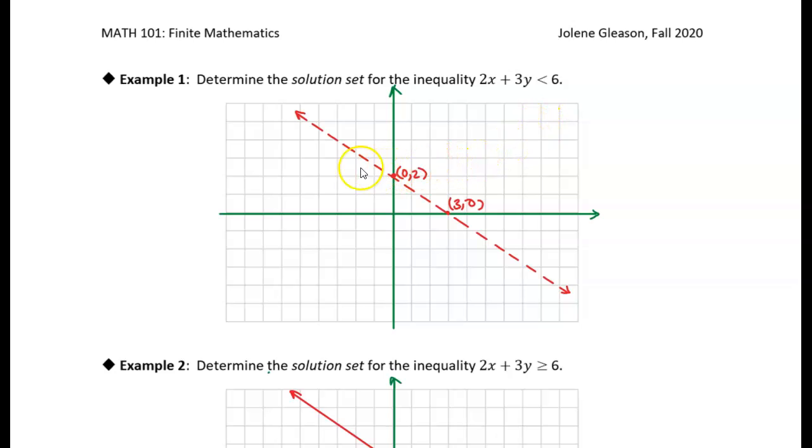Now in the introduction we saw that this line 2x plus 3y equals 6 divides the plane into two parts. If we pick a point from one side of the plane and put it into our function 2x plus 3y, we get something greater than 6. And if we pick a point from the other half plane and put the x and y values into 2x plus 3y, we get something less than 6.